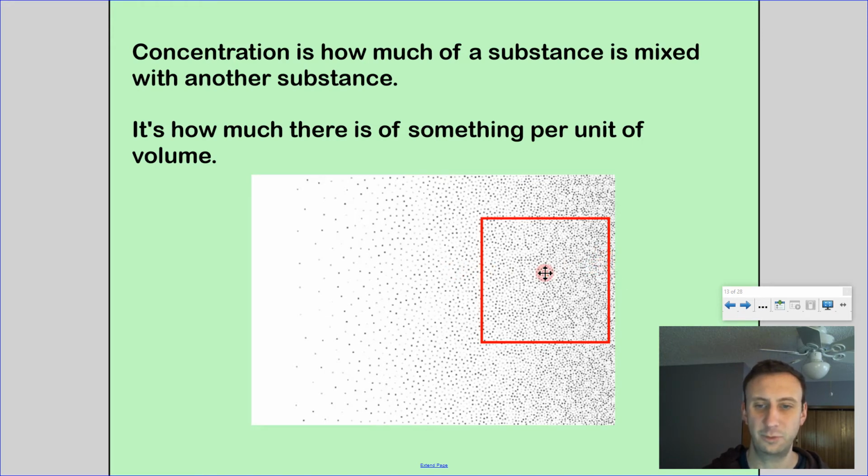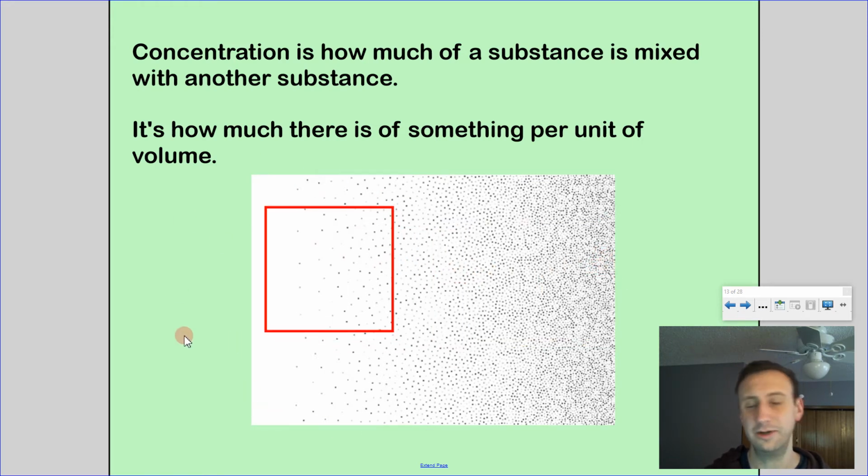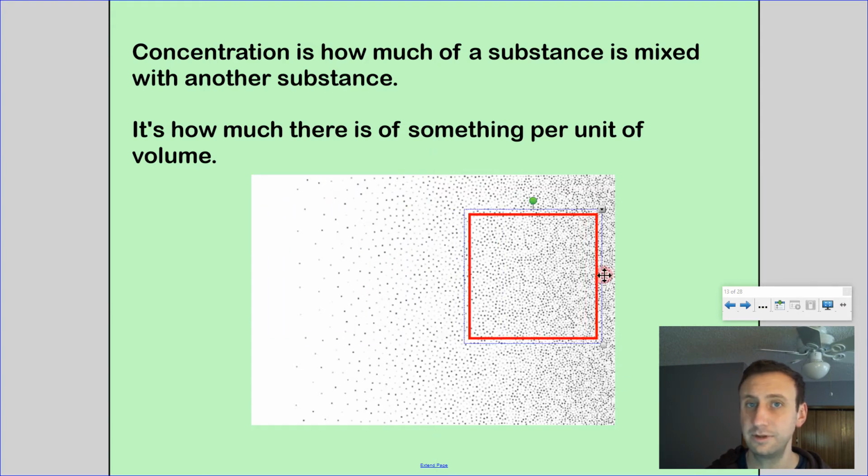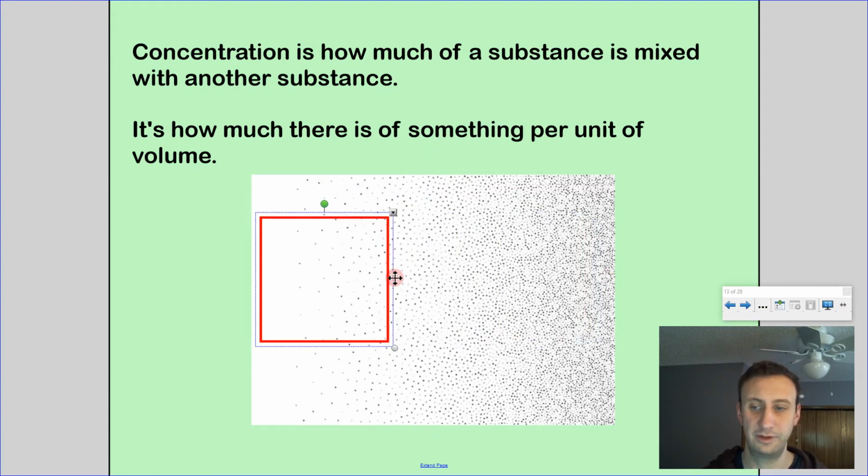But if I move this red square over here, well, this is now a low concentration. I don't have much here in terms of dots, solute, per unit of solution. I have less. So this is higher concentration, and this is lower concentration. So what's going to happen over time? Well, over time, these particles are going to move around by colliding and moving until the concentration throughout this is equal. Okay, so there's the same amount everywhere of solute per unit of solution.